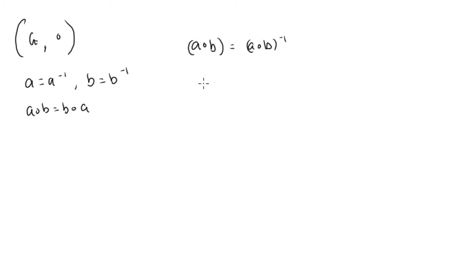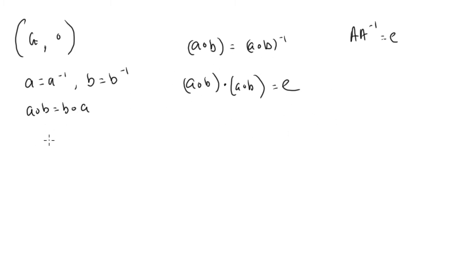Alternatively, another way to show this is to show that, if we multiply both sides of this equation here by AB, we're going to get AB times by AB is equal to the identity element E. Okay, so that's the definition of an inverse: if we take an element and times it by its inverse, you get the identity element E. So this is just another way to prove what we want.